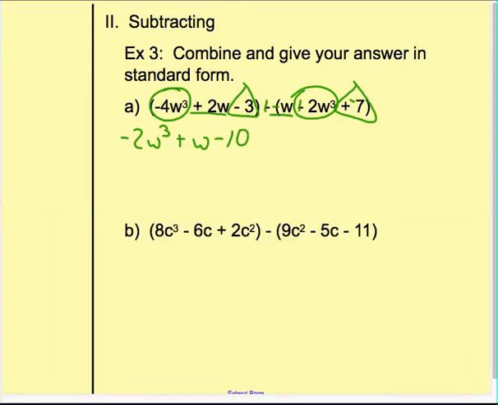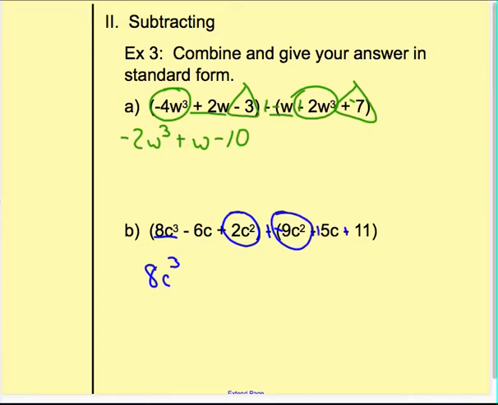Let's look at that one more time. Again, our subtracting rule is add the opposite. So I'm going to change my subtraction to addition, and everything in that second set of parentheses will become opposite. Finding my like terms, my highest power is c cubed. So I'm going to write that down. There are no like terms. And then I see a c squared.